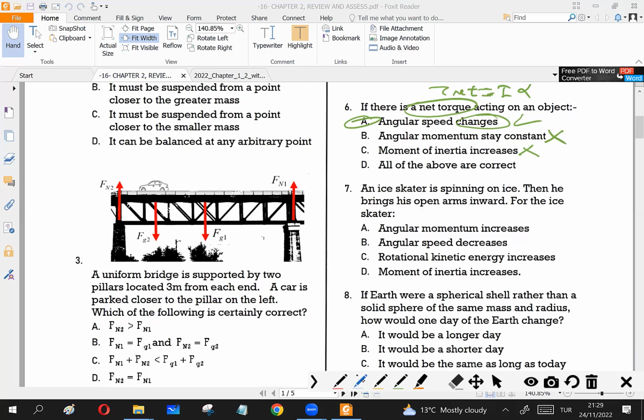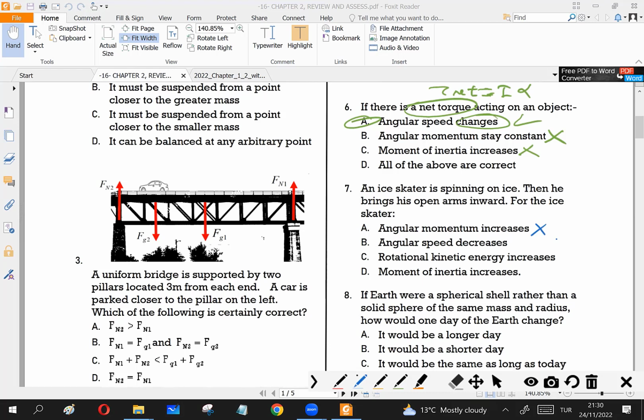And question number 7. An ice skater is spinning on ice. Then he brings his arms inward. So for the ice skater, this is about the conservation of angular momentum. It's absolutely because for an ice skater on the ice, the friction force is almost 0. That's why net torque is equal to 0. If net torque is equal to 0, the angular momentum is conserved. So the first choice is not correct because angular momentum is conserved on ice.